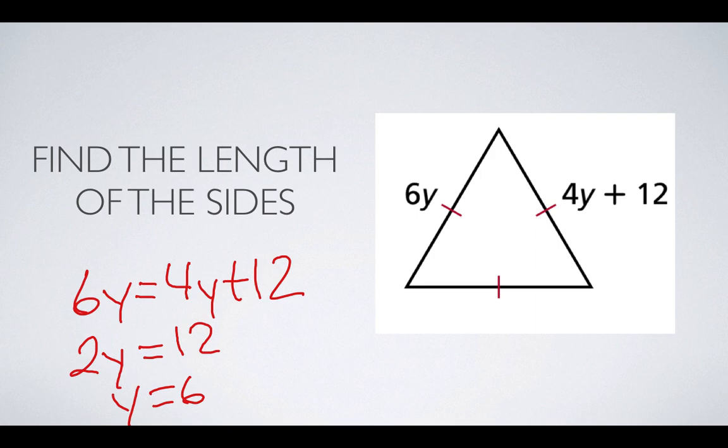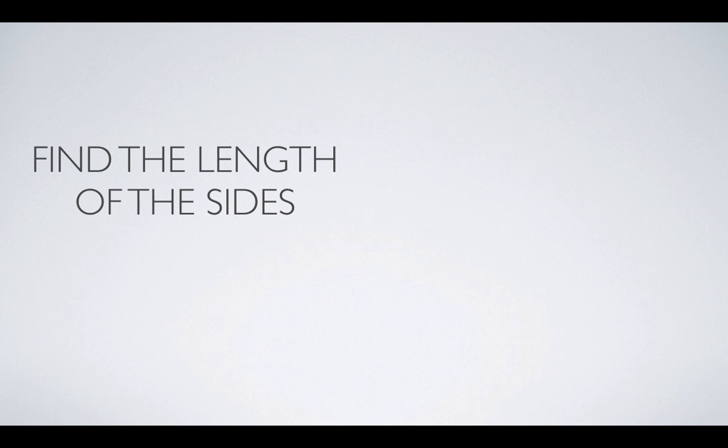Our last step is to plug it in, because remember, we are not finding the value of y. We are finding, as it says right here, the length of the sides. So we plug y back into 6y. 6 times 6 is 36. Now let's double check and make sure that this is going to work. This side said 4y plus 12. If our answer is correct, this side should also equal 36. So let's see, 4 times 6 is 24, plus 12, sure enough, gets us 36, meaning all three sides of this triangle are that value. Now, here's another equation.